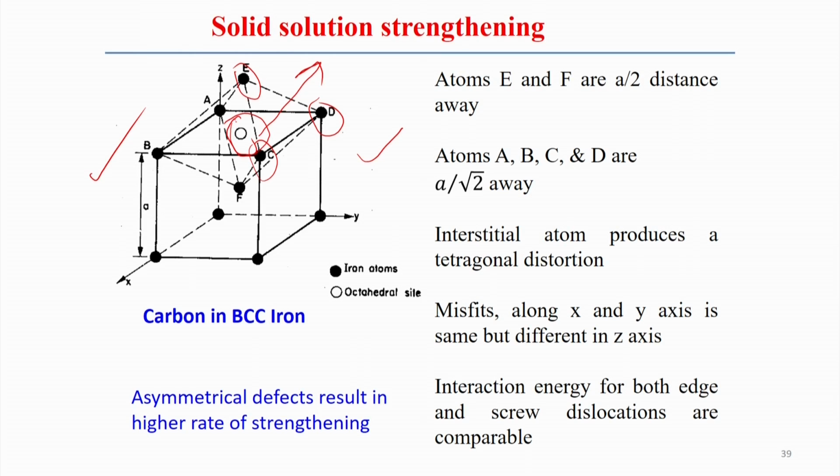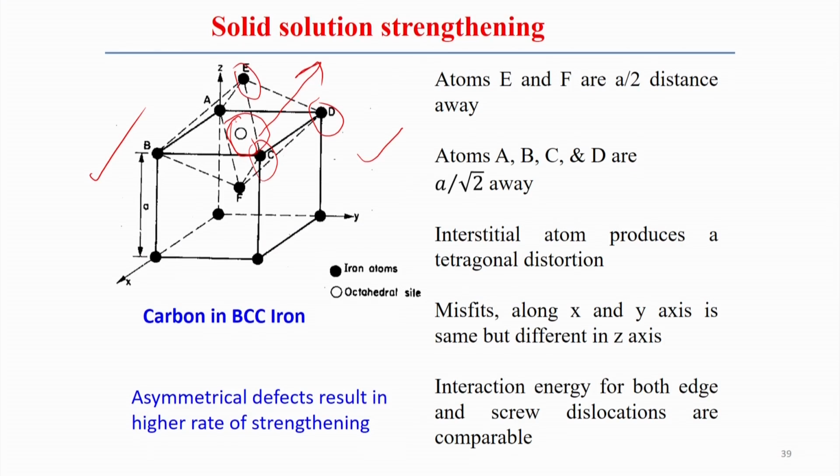Now interstitial atoms produce a tetragonal distortion. Given the location of the interstitial sites with respect to the atomic arrangement, in the case of the FCC structure this will try to create the tetragonal distortion we see. Therefore the misfit corresponding to the x and y axis remains the same, but the misfit along the z direction is different, because along the z direction the distances of the interstitial site with respect to the other atoms are different, while they are the same along the x and y axis.